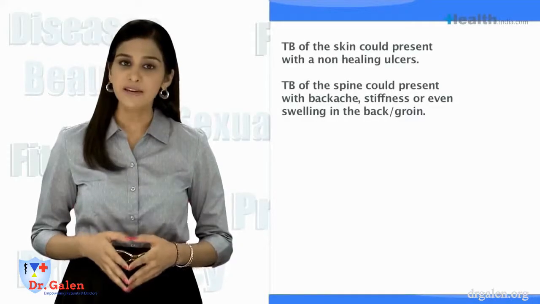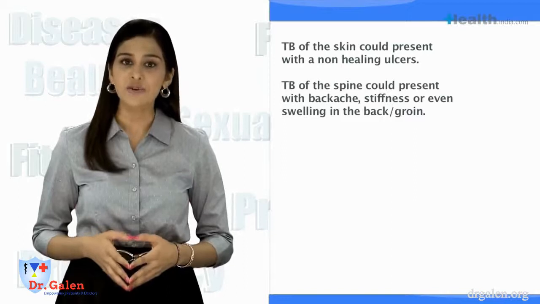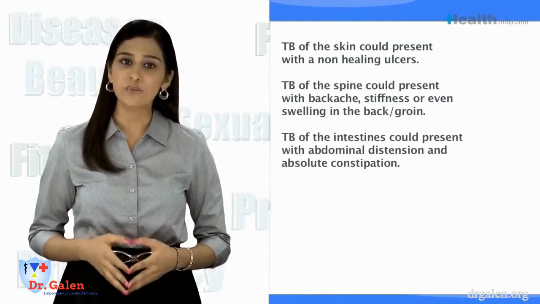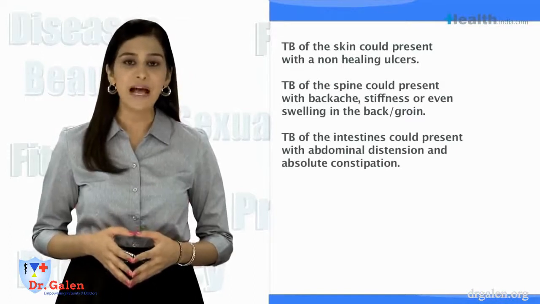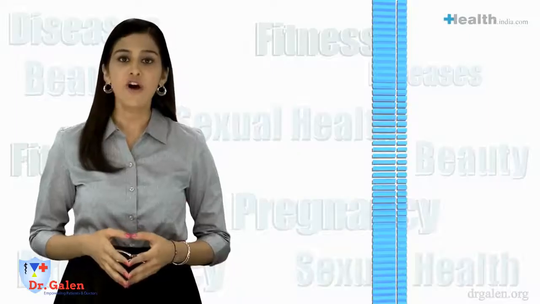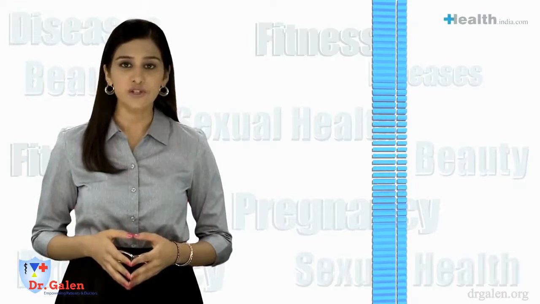TB of the spine could present with backache, stiffness, or even swelling in the back or groin. TB of the intestines could present with abdominal distension and absolute constipation. Even a non-healing anal fistula could be due to TB.